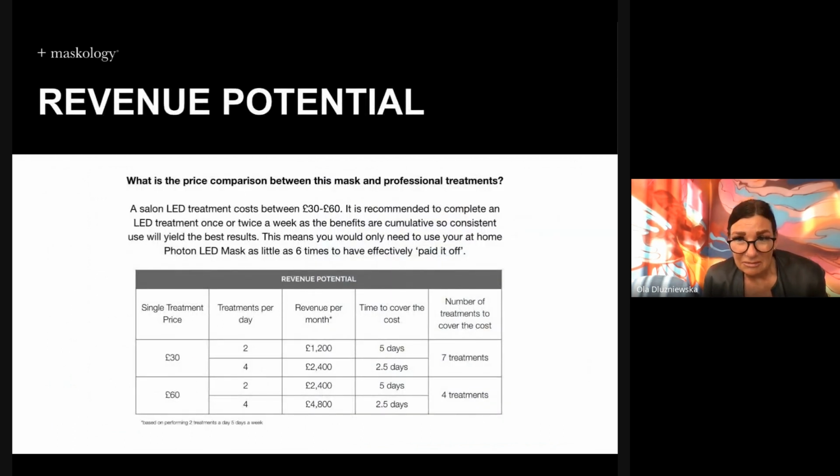This is the exciting part. Sorry, hate to talk money. The revenue potential. Ola, bless her, did a complete poll across the UK of what salons, mobiles, clinics are actually charging per treatment as an add-on or a standalone treatment. And it was quite astounding.